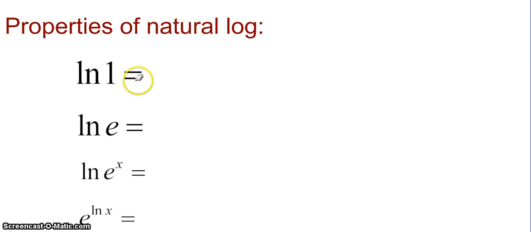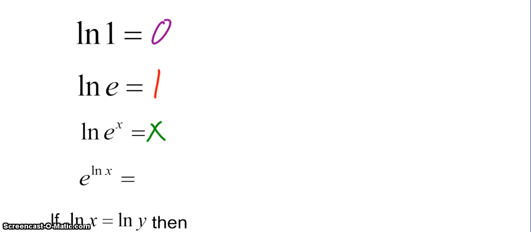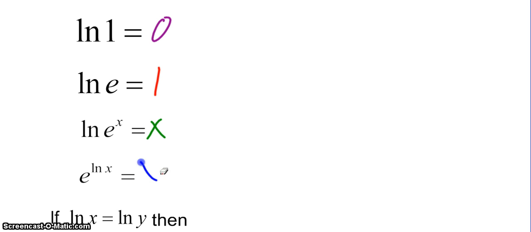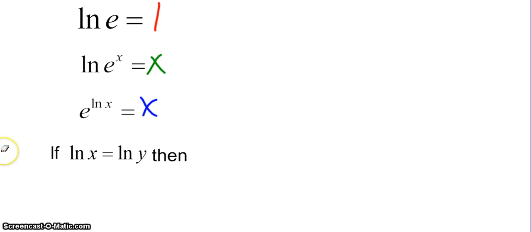So the natural log of 1, e to the what equals 1, e to the 0 equals 1. The natural log of e, e to the what equals e, e to the first equals e. The natural log of e to the x, that's the same thing as saying log base e of e to the x, so we know that's x. E to the natural log of x, that is also x. And we know if the natural log of x equals the natural log of y, then x has to equal y.